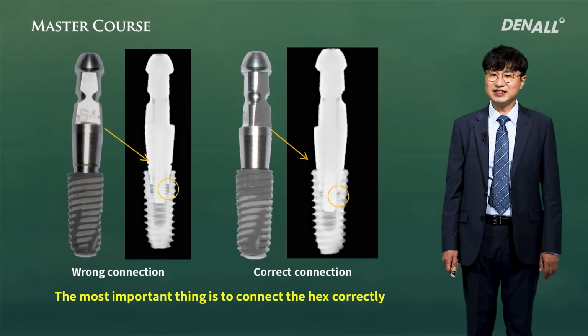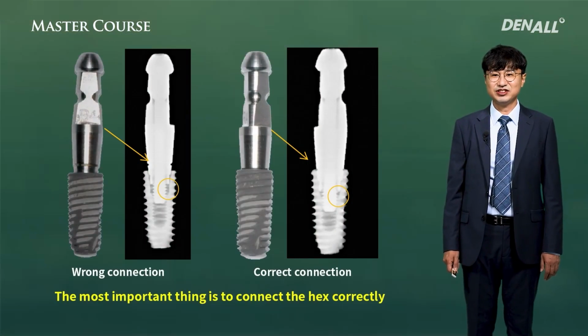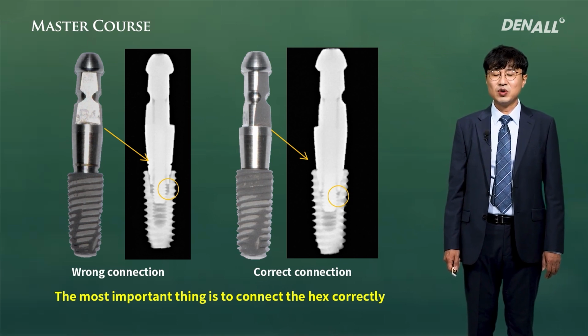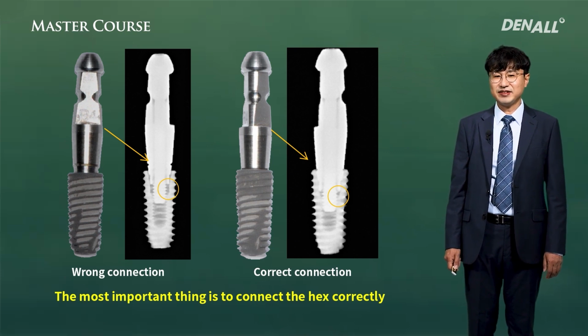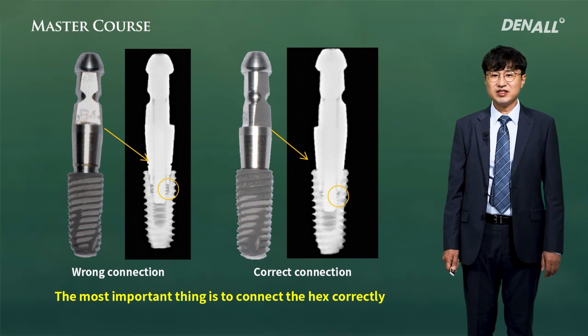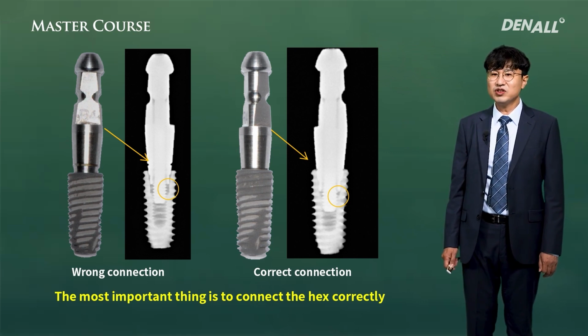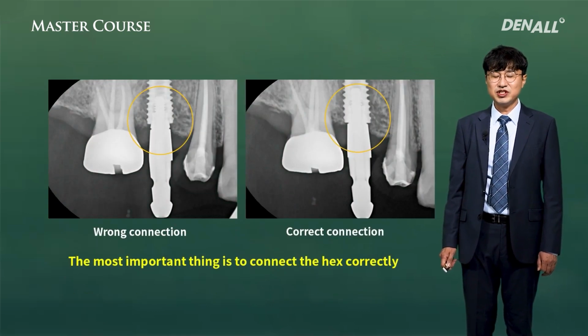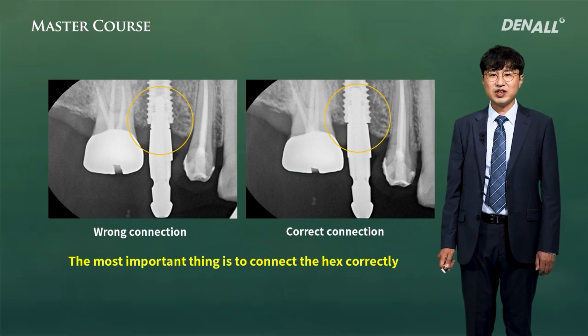In using the impression coping, the common mistake that results in a big error is not connecting the hex correctly. So using X-ray, and through experience and the feeling you have in screwing, please connect the hex correctly, because if you don't do this right, everything will go wrong. So it's very important. Please see what is a wrong connection and a correct connection. I hope you can now distinguish between the two.